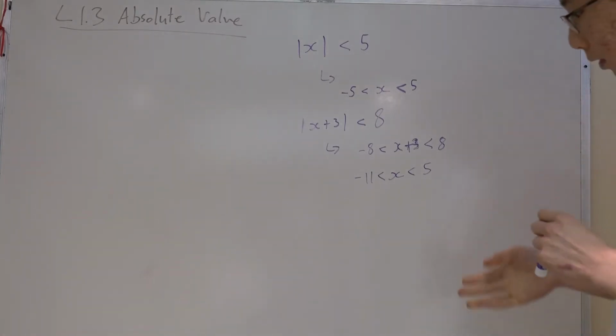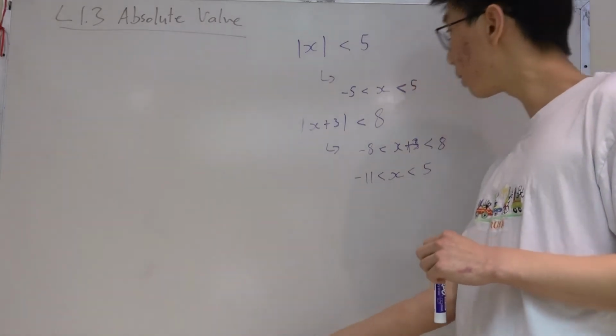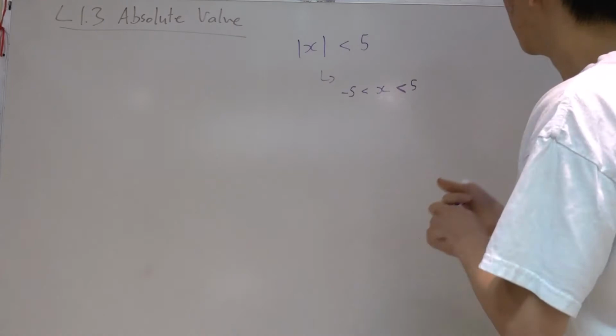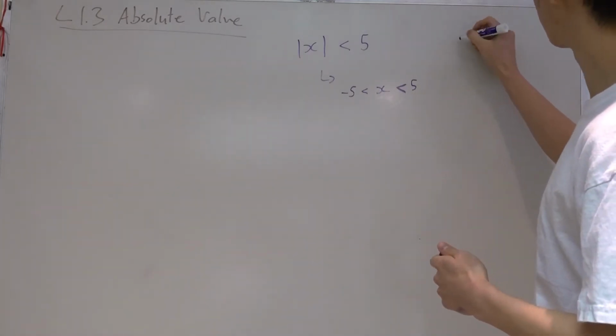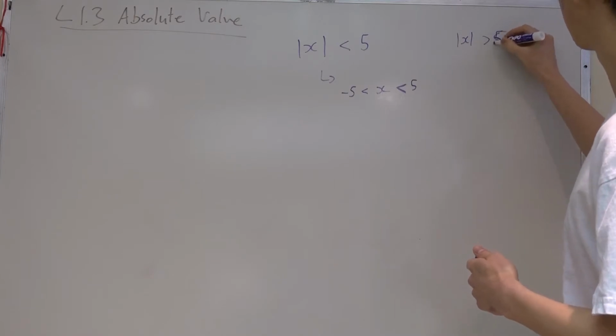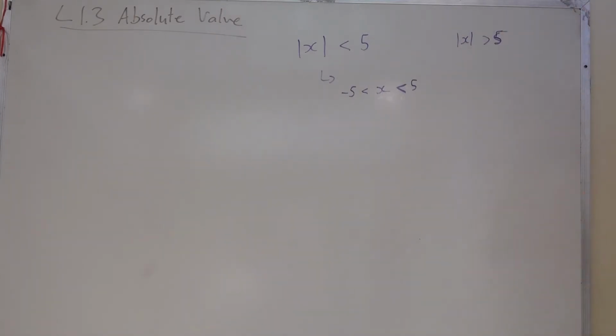So hopefully that's not too difficult. The other problem, it's a very similar problem, is what if I want all the values where the absolute value of x is greater than 5? Right? So just think about that one for a second. And you may realize that there are actually 2 solution sets.